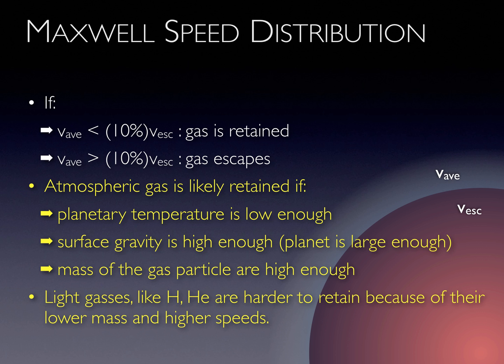A world is more likely to have a substantial atmosphere if the temperature is low enough and the world is sufficiently dense and/or large. Lighter gas particles are less likely to be retained than particles with higher mass because of the higher average speeds of low-mass particles.